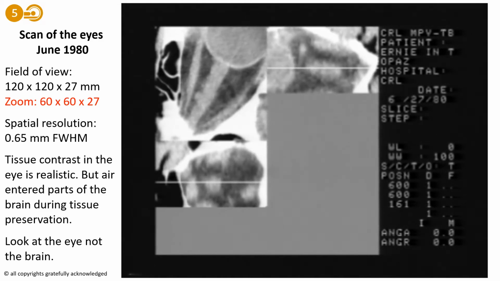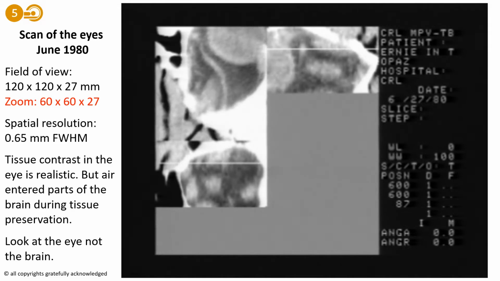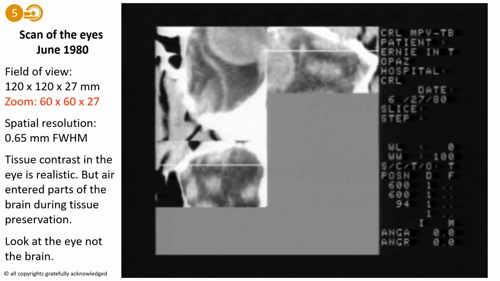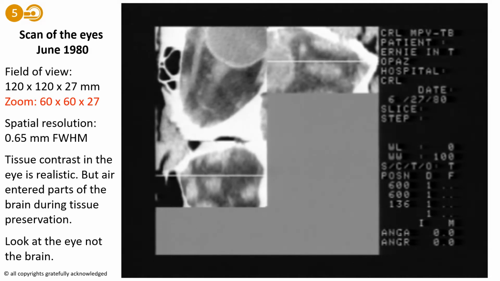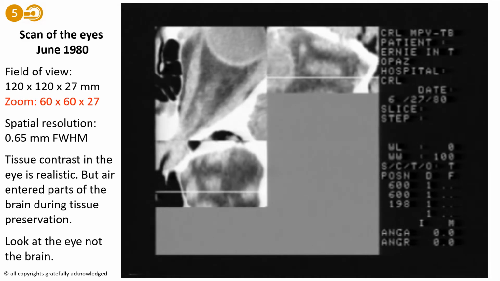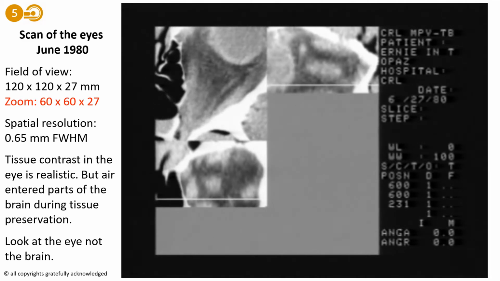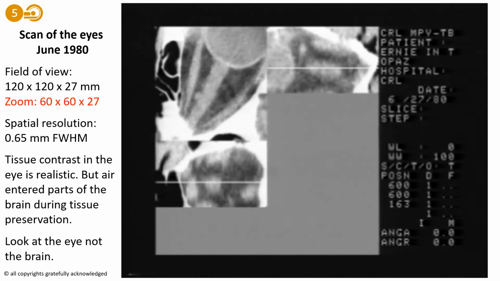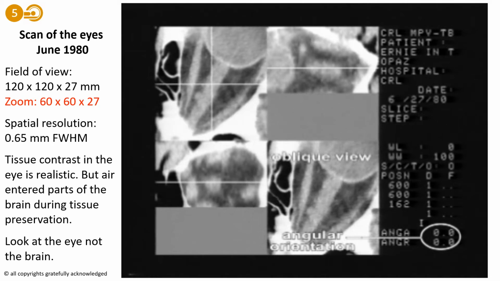The view's now zoomed in further to 60mm, and in the top left you can see quite a lot of anatomical detail in the area behind the eye, where there's the optic nerve and various muscles that move the eye, and veins and arteries, and presumably nerves and other stuff which connect to the eye. And this is quite high spatial resolution, not far off current machines.